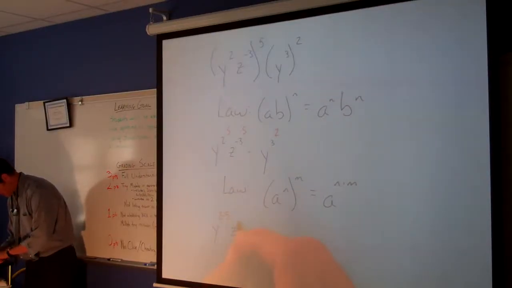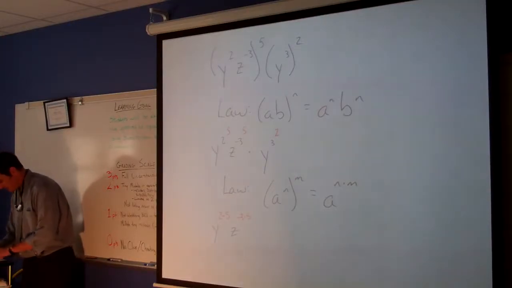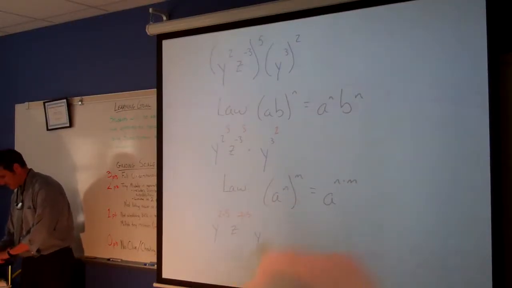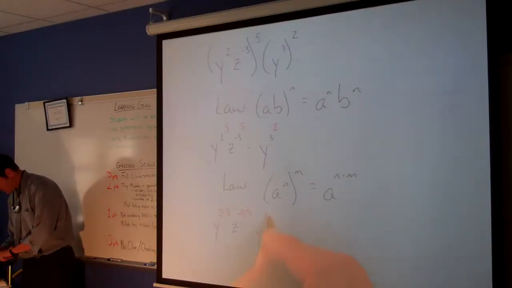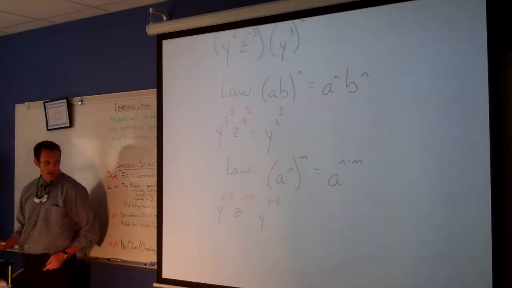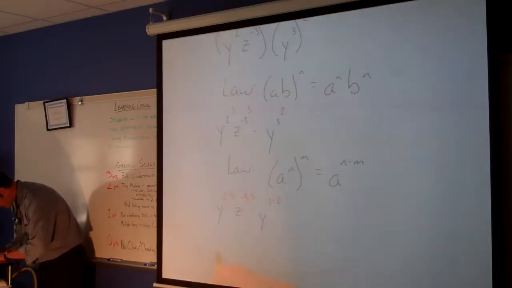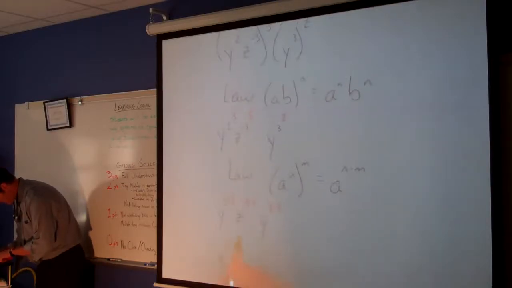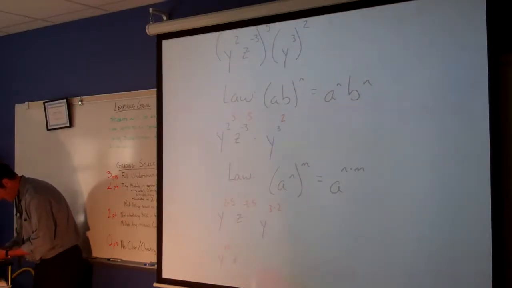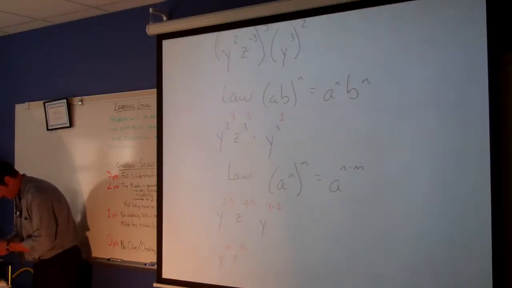That means I'm multiplying the powers. And then we have another y, but this time it's to the third power to the second power, which means I'm multiplying those two powers. And so I just clean that up. I have y to the 10th. I have z to the negative 15th. And I have y to the 6th.